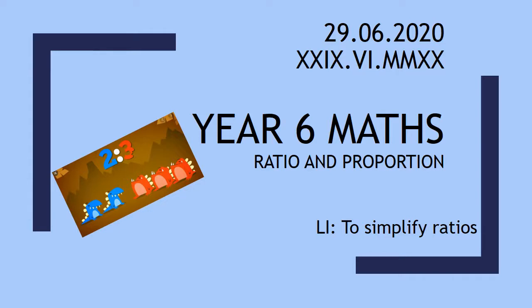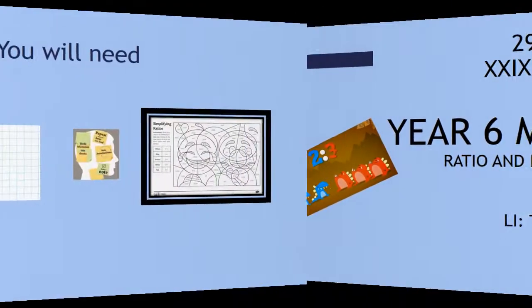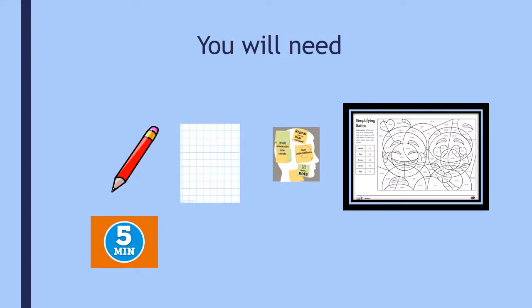So without further ado, I would like you to write down the numerical date, our date in Roman numerals, and our learning intention, which is to simplify ratios. For today's lesson, you will need your pencil, paper, thinking hat, the worksheet simplifying ratios, which was emailed to you this morning, and a 5-minute timer.